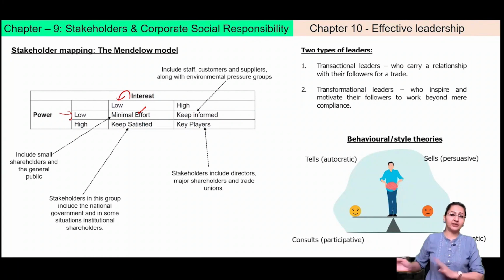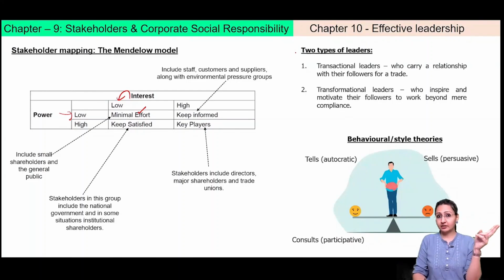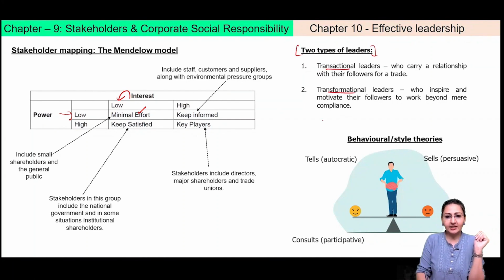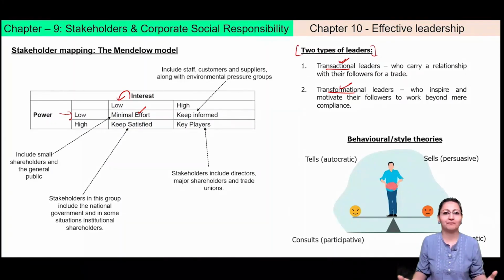Now comes chapter 10, effective leadership. Nothing much here also, but there are 2-3 terms which you need to remember. One, there are two types of leaders, transactional leaders and transformational leaders. Transactional, quickly revise, they are there for business, simply business. And transformational leaders motivate the team members for their growth also. They transform a team member into a more talented employee.